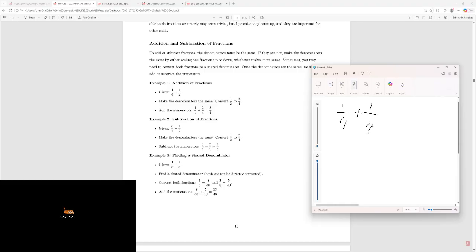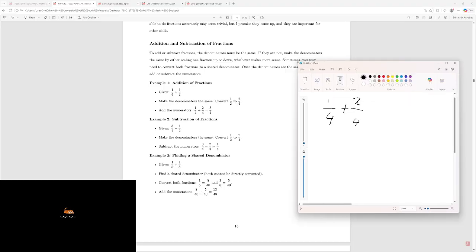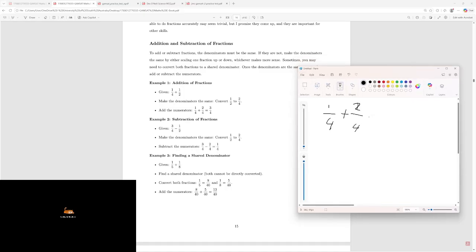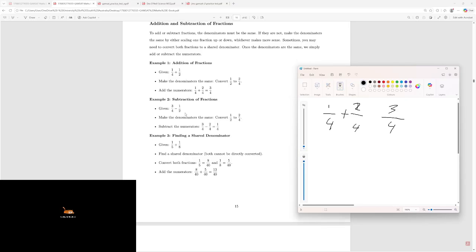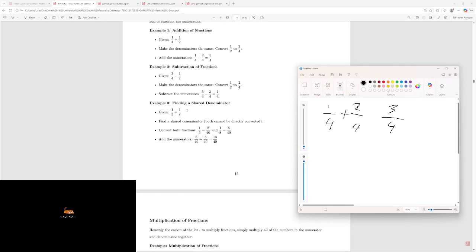So I've timesed 2 by 4, right? But what do you also have to do? When you times the bottom number, you also have to times the top number. So you have to times both things by 2. Now you simply add the top numbers. What's the top number? 3, and then over the bottom number, which stays the same. You don't change the bottom number, you only add the top numbers. It's the same thing with subtraction.